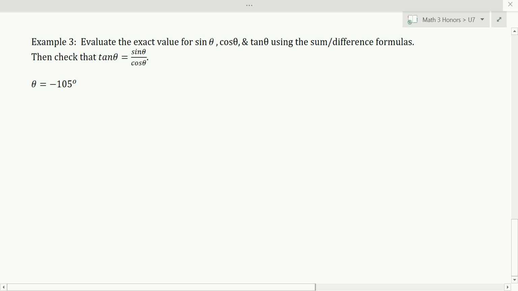So here we're asked to evaluate the exact value for sine, cosine, and tangent using the sum and difference formulas. And then check that tangent theta is sine over cosine. And we have theta is negative 105. And so we're going to kind of do the same thing we were working at before. Do we know how to find the sine, cosine, tangent directly of 105? Is 105 one of the angles that we've studied? No. So the first thing we got to do is work off of our list. Is there a way to use the numbers we know to create a 105?